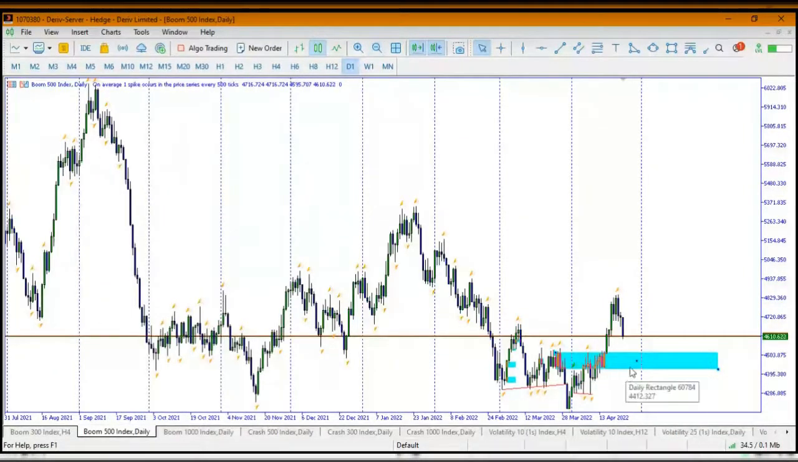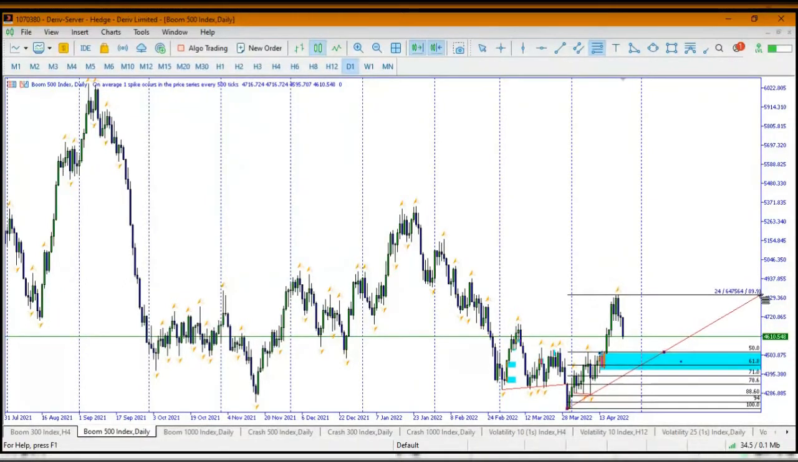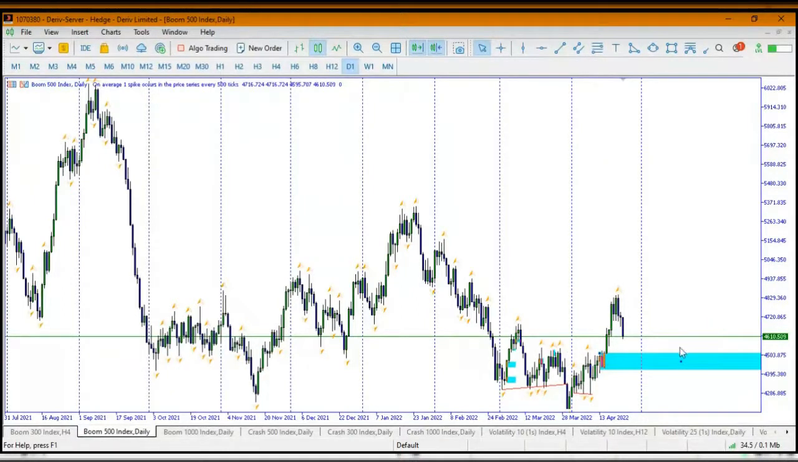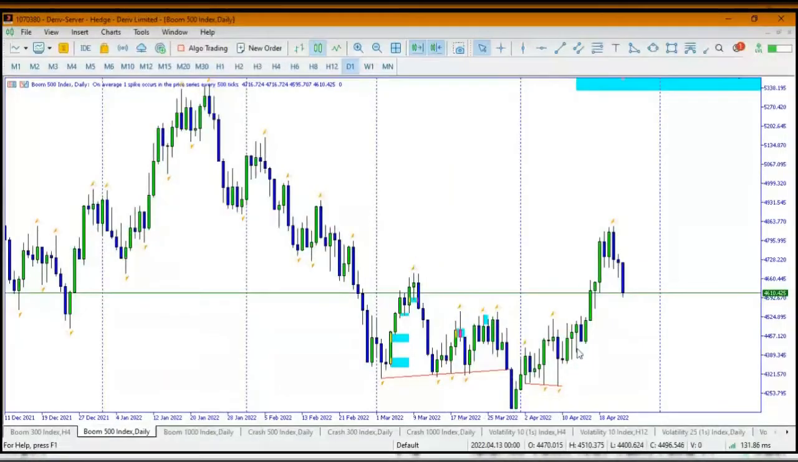Here is one. However, let me check if it's still within the range where I can pick it. Okay, it's below my 50%. So it's a viable POI for this B5 daily. Why? Look at what happened there. See, it's clear. Buy, buy, buy. Attempts to sell, buy continues, and then break structure.